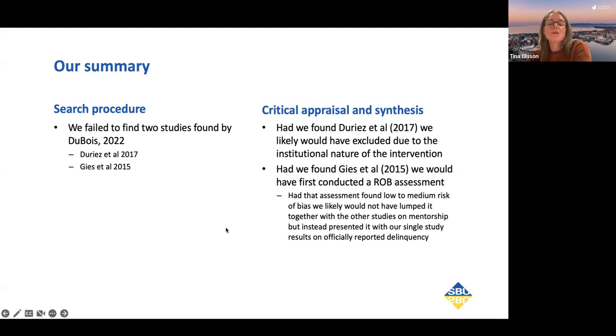When it comes to Geis, even if we would have included it, had we done a risk of bias assessment and found it to have low to medium risk, we likely would not have lumped it together with the other mentorship programs because Geis did not describe their program as a mentorship program in the text of their study.